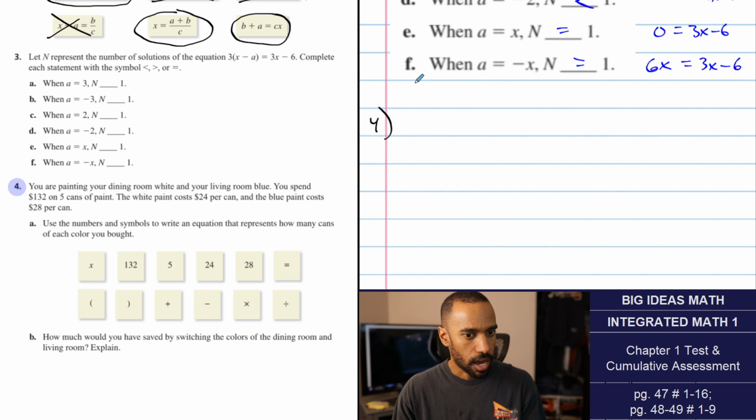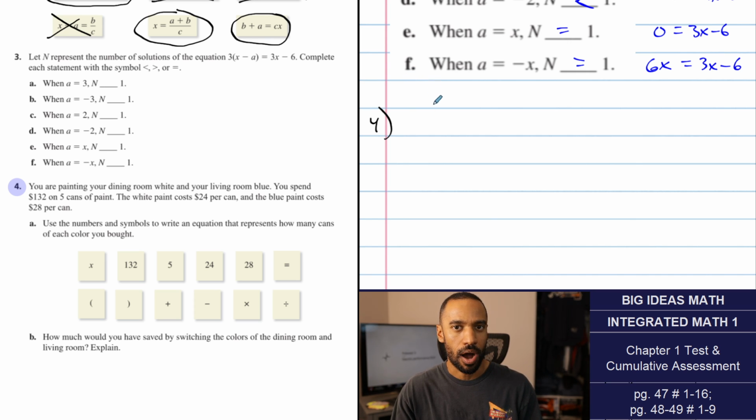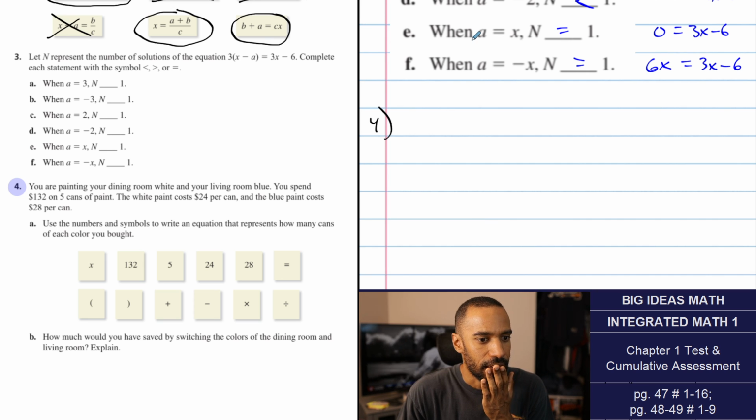Okay. If you spent... Here's the thing. We have an x as a variable, and that's the only variable they allow us to do. It looks like we want to express both number of cans in terms of the same variable. Notice that you spend $24 per can on one of them. Let's see what I want to do here. And $28 per can on the other. Write an equation about how many cans of each color that you bought.